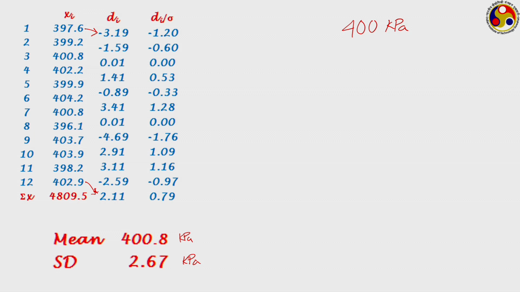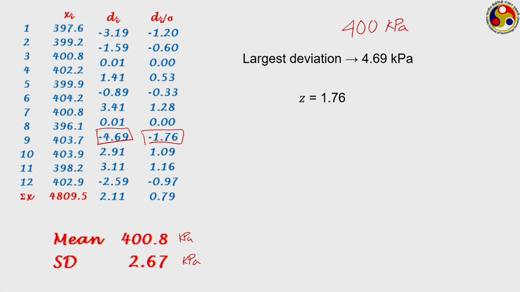Now, which one has the largest amount of deviation? If I go through it, this one has the largest deviation of 4.69 kilopascal. Let us compare this. Even for this one, you can see that the d upon sigma value is less than 2. So there is no point in discarding this data. We can continue with this data, and now using this we can calculate the z.